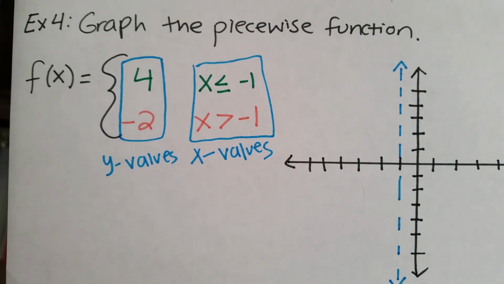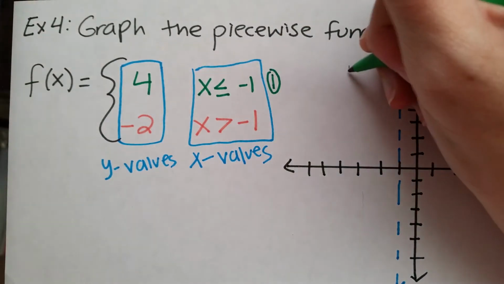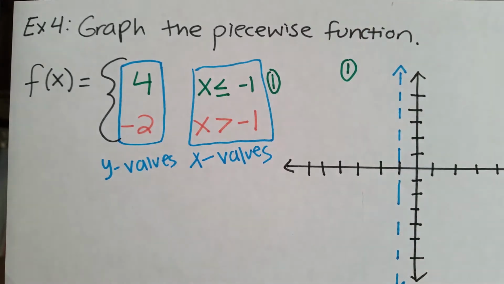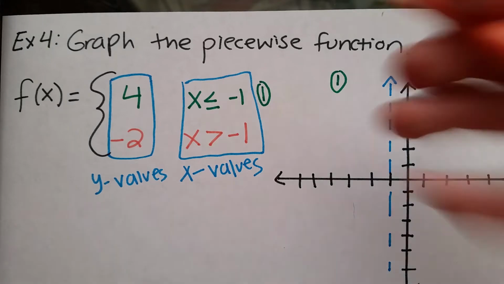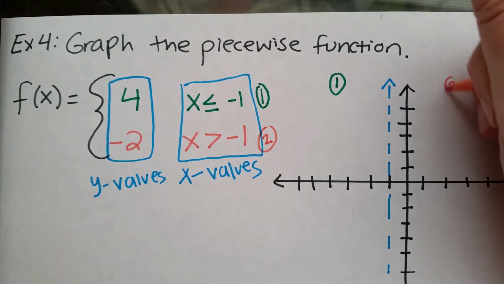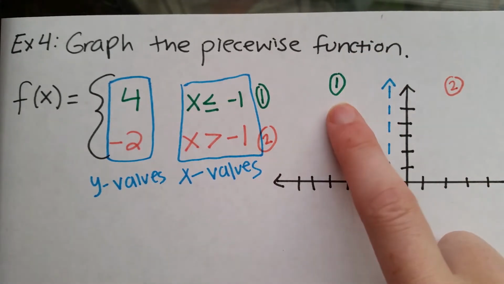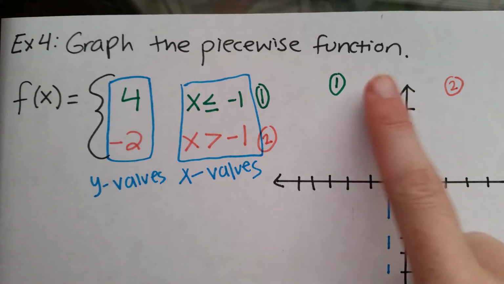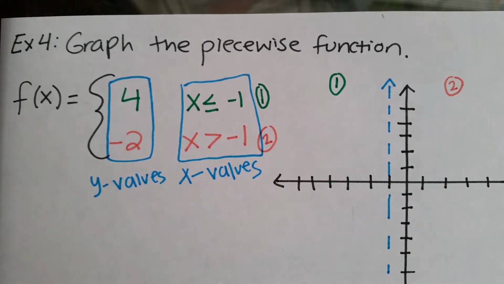Now before we get to graphing this lovely function, let's call our green function interval 1, which will be section 1 of the graph, and our orange part of the piecewise function we'll call section 2. And we'll talk a lot about why part 1 of the piecewise function is only allowed on this side of the graph and why part 2 is only allowed on this side of the graph.